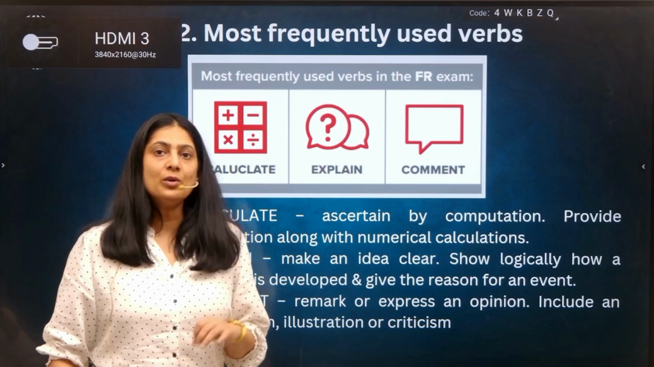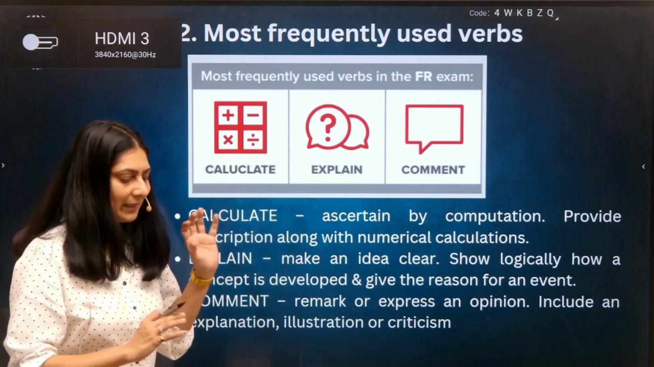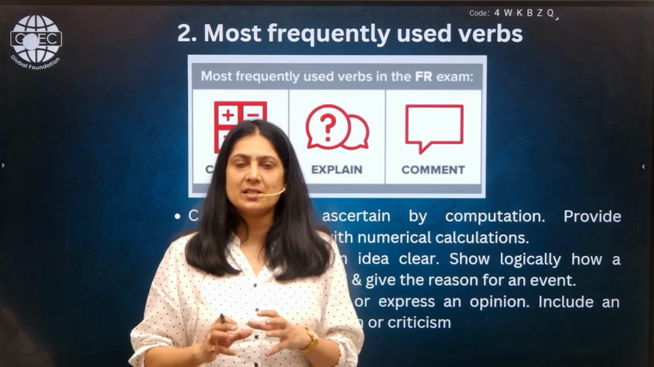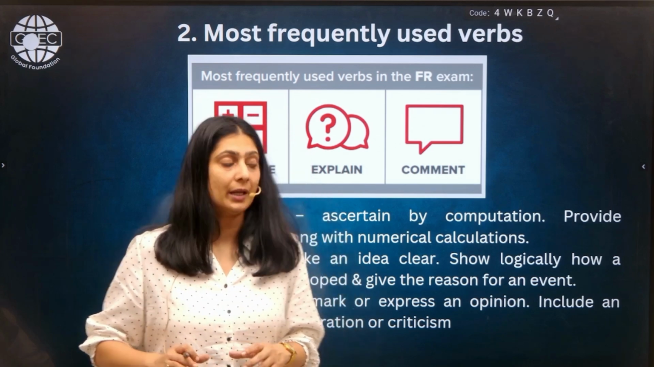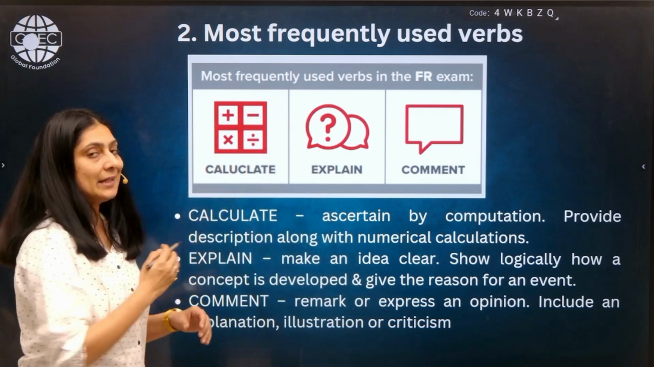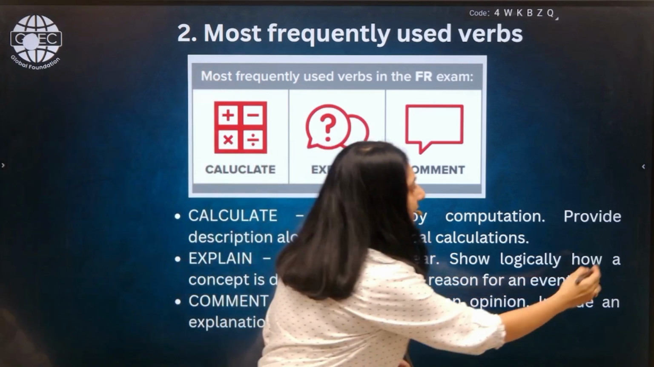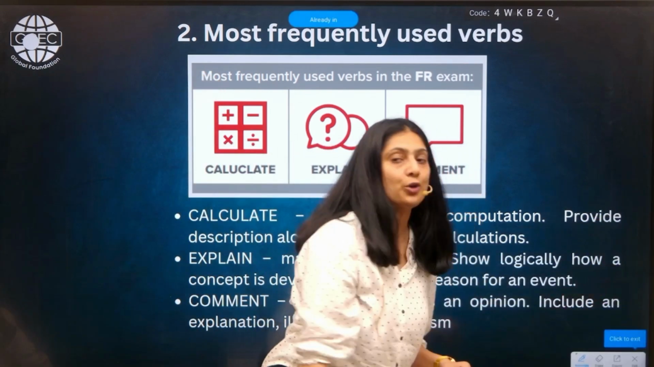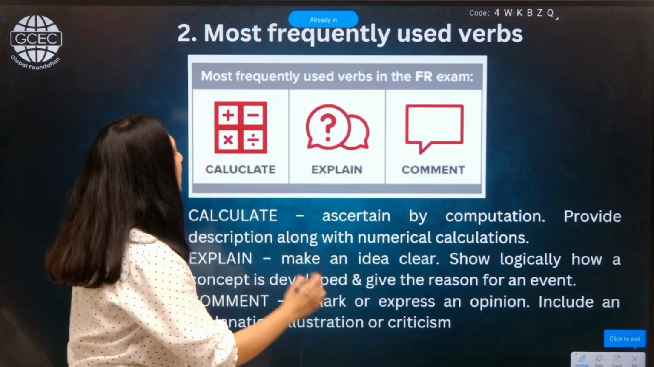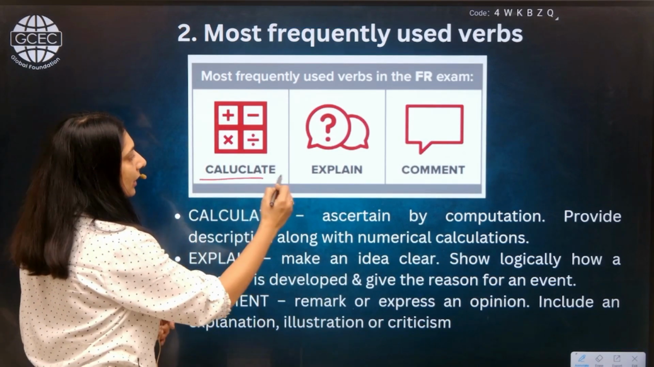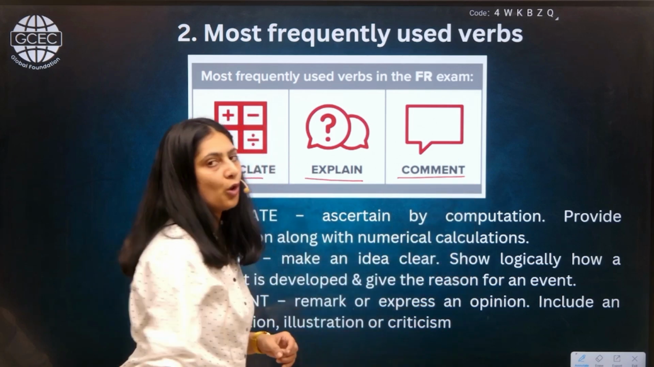Now coming to this most important topic, I think the basic idea behind ACCA FR is to understand the verbs. Okay, it is very important to understand कि किस तरह के verbs आते हैं. Now this entire information is given to you on ACCA Study Hub. There is a full document which talks about the verbs. The most prominent verbs that get examined at the FR level are calculate, explain and comment.